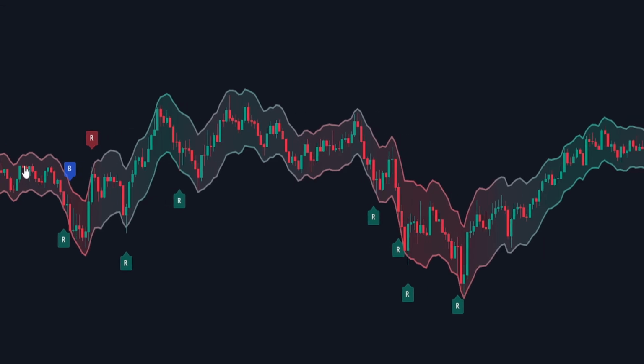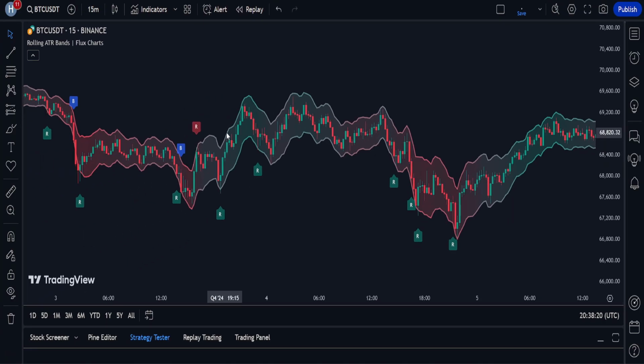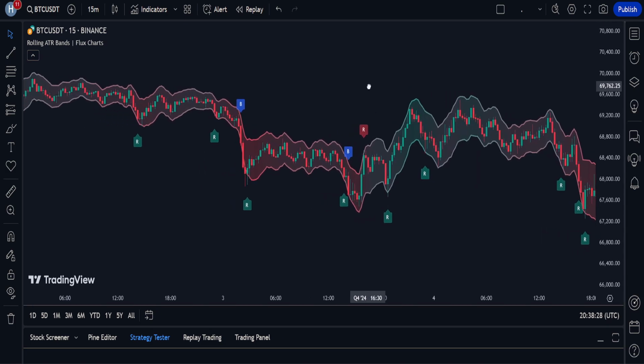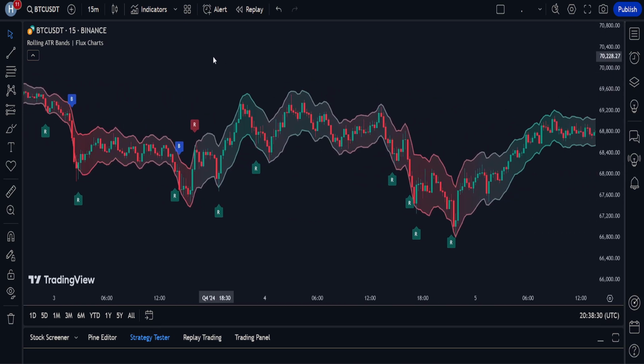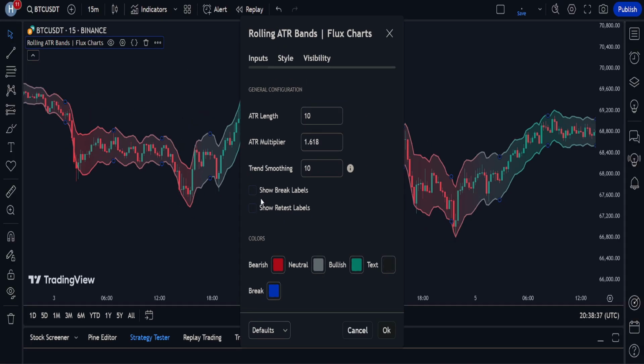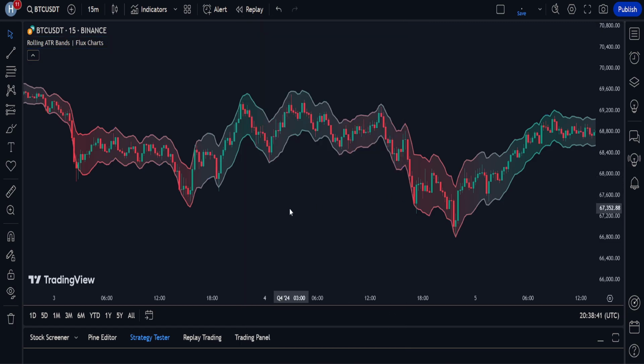As you can see, a band is added to the chart, something like Bollinger Bands or Keltner Channels, but this is different. This indicator uses ATR to create this band around the price, which can act as a dynamic support and resistance level. Before we go into further details, first go into the settings of the indicator. Here we remove break labels and retest labels, which are these two options. They are distracting and we're not going to use them for trading decisions.